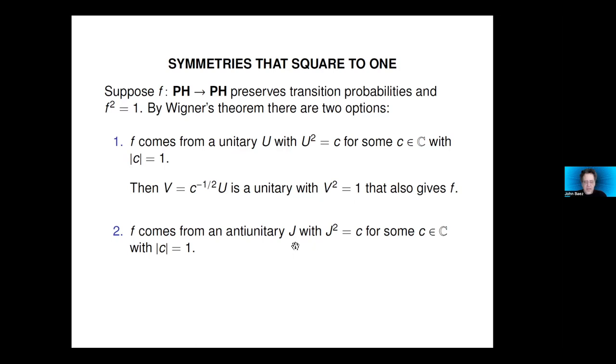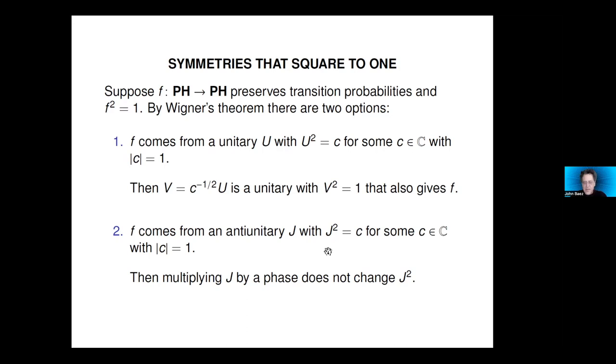But the anti-unitary case, that's not true. Because for an anti-unitary operator, if you try the same trick of adjusting it by a phase, that doesn't change the square, because when you pull the phase through one of those J's, it switches to its complex conjugate, and you just get c times c bar, which is one. So you're stuck with this phase in the anti-unitary case.